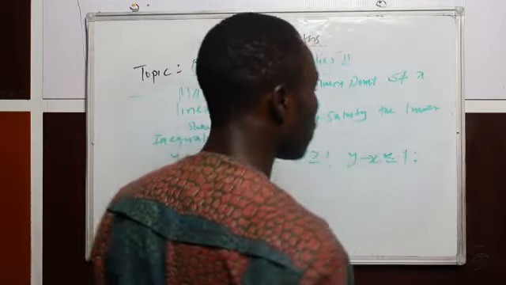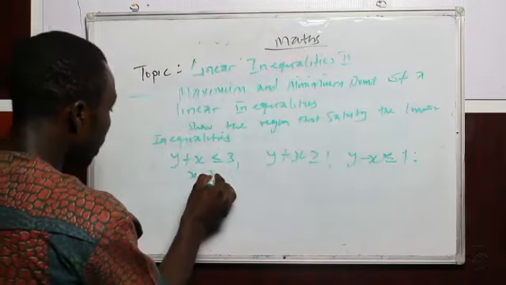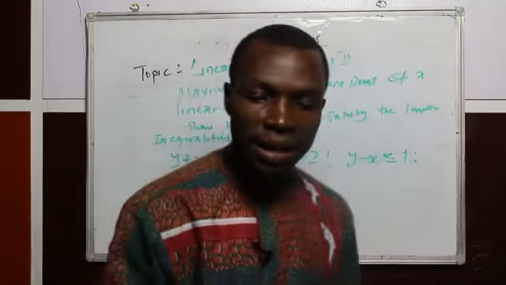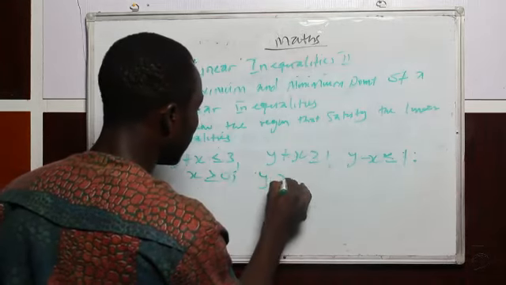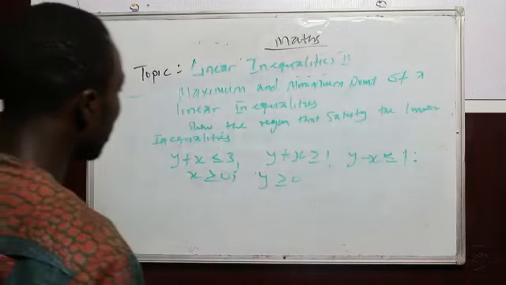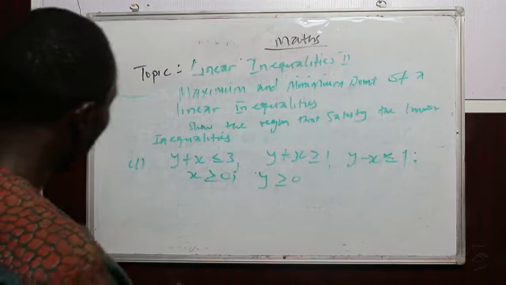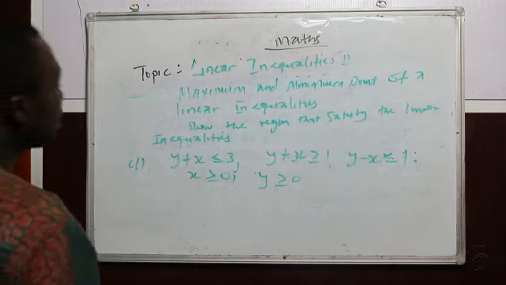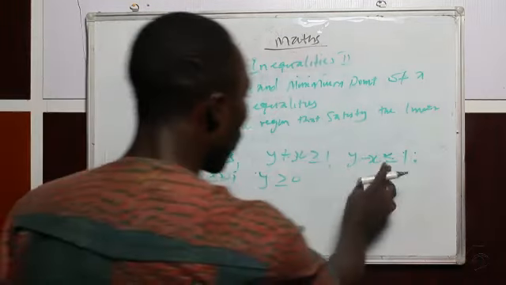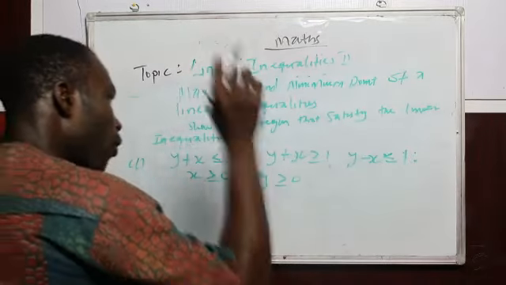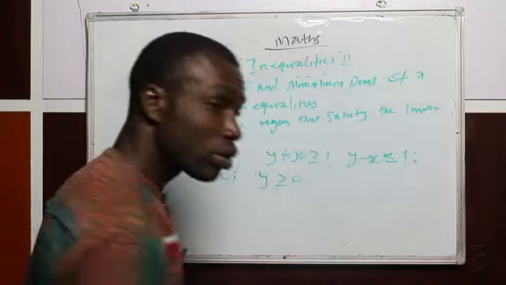There is a condition. They put to us that x is greater than or equal to 0, and y is greater than or equal to 0. Now, this is the question that we are about to solve. That is, show the region that satisfies the linear inequalities. y plus x is less than or equal to 3. y plus x is greater than or equal to 1. y minus x is less than or equal to 1, for a condition that x is greater than or equal to 0, y is greater than or equal to 0.